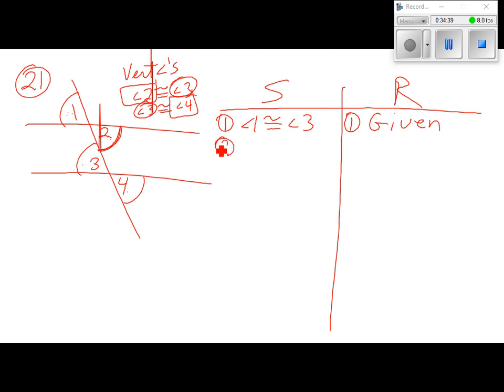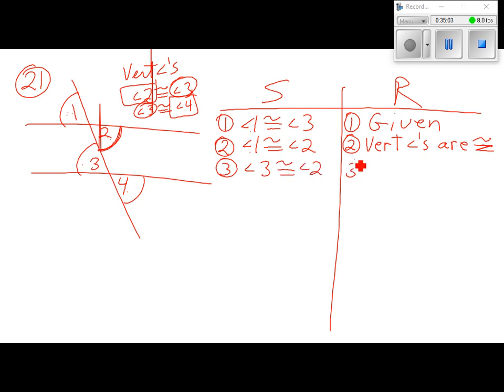Number 2, angle 1 is congruent to angle 2. A reason, vertical angles are congruent. Then I look here, I got one here, so that means angle 3 and angle 2 have to be congruent. And that's by substitution property.